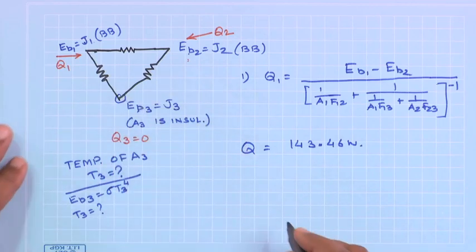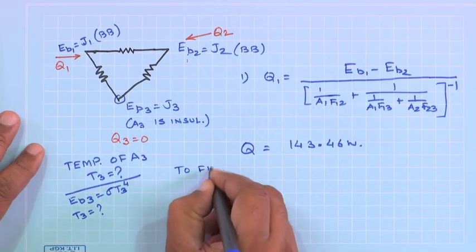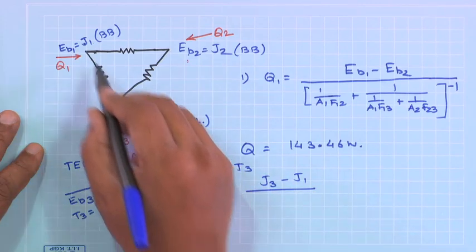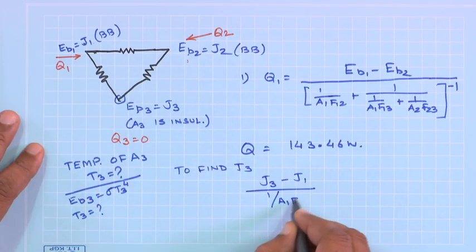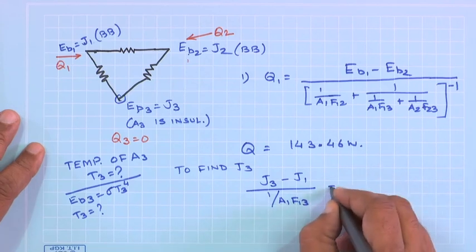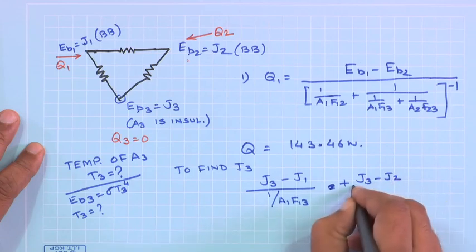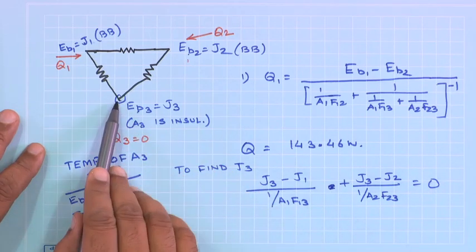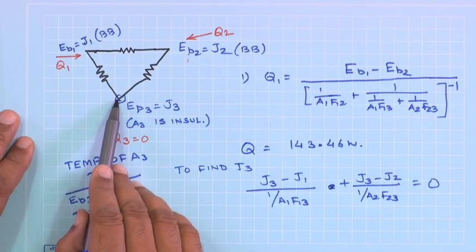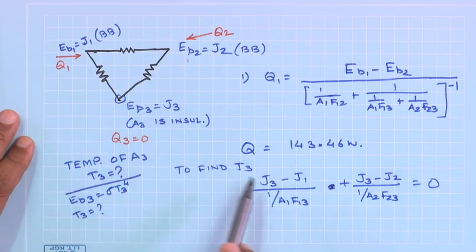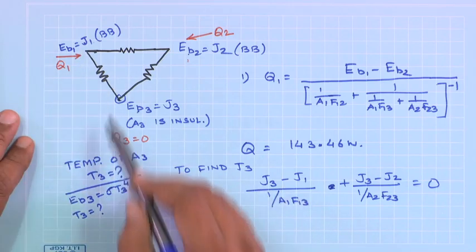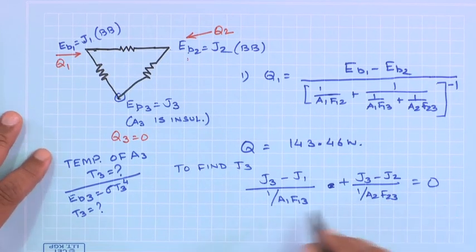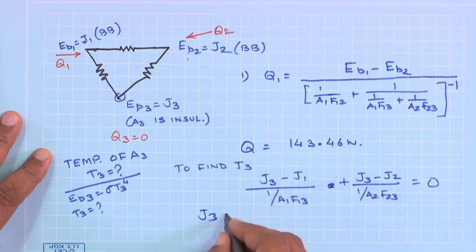And in order to obtain J3, the flow of heat from J3 to J1 through 1 by A1 F13, plus J3 minus J2 through 1 by A2 F23, should be equal to 0. That means the algebraic sum of the current, or in this case the heat, at any node is equal to 0. So, J3 minus J1 divided by the resistance and J3 minus J2 divided by the resistance must sum to 0 at steady state.